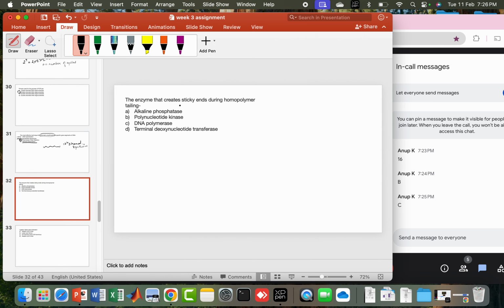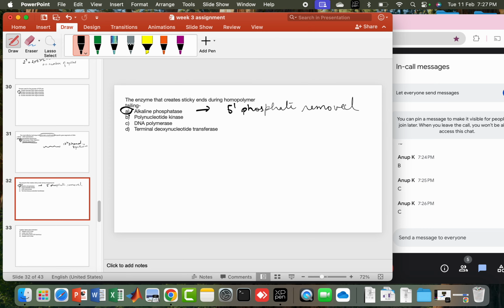The enzyme that creates sticky ends during homopolymer tailing is one of the methods used for cDNA synthesis, right? So homopolymer tailing, alkaline phosphatase, what will it do? Alkaline phosphatase will remove the 5' phosphate. So by removing the 5' phosphate, we cannot have sticky ends.